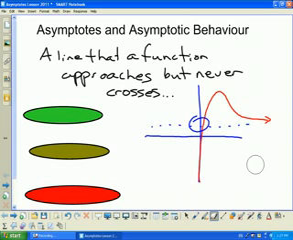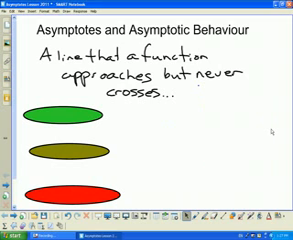And of course, we know that that's not going to be true for vertical asymptotes, because if it crosses a vertical asymptote, then it's not a function. If it crosses a vertical asymptote, it might not be a function because it crosses twice.